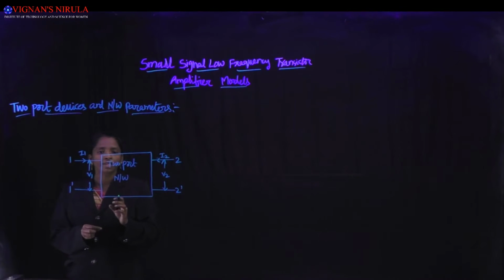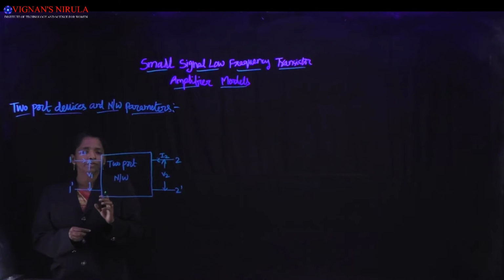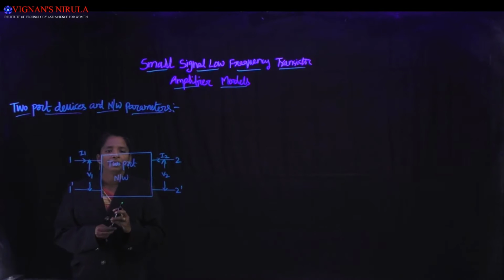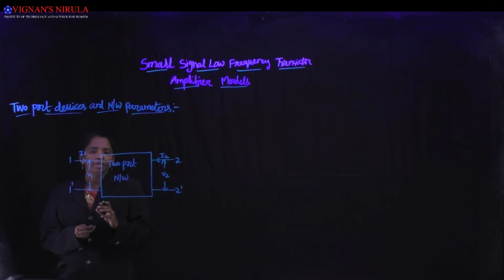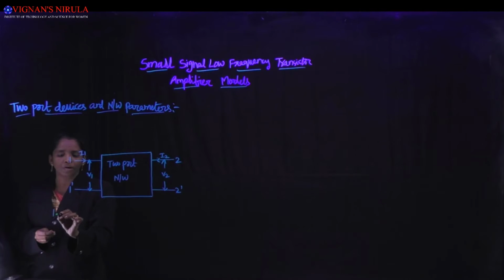And one more is the hybrid parameters. Here also we are taking two parameters as the dependent variables and two parameters as the independent variables. In this class we are going to see Z parameters.